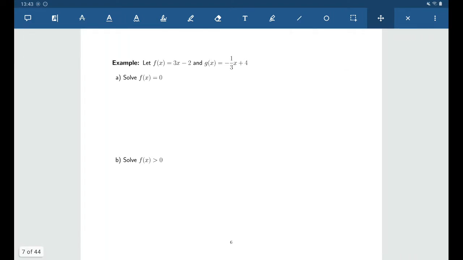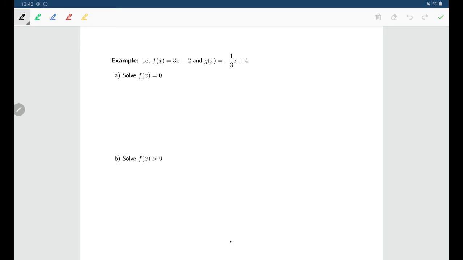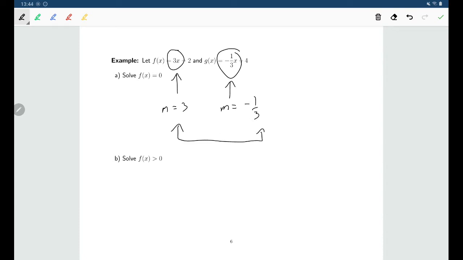Okay, a couple of functions here. We have f of x equals 3x minus 2, and g of x being negative a third x plus 4. A couple of things just before I do any of the problems in part A and part B. One thing that you might notice about these two lines that we're graphing, these two linear functions, one of them has a slope of 3 and the other one has a slope of negative a third. And so one thing that we should remember from the previous sections is that these two lines should be perpendicular.